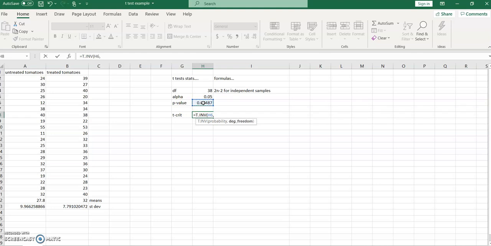I'm going to hit a comma. It's going to ask for our degrees of freedom that we calculated. I'm going to highlight. Actually, I'm not going to hit a comma because that's all we need here.